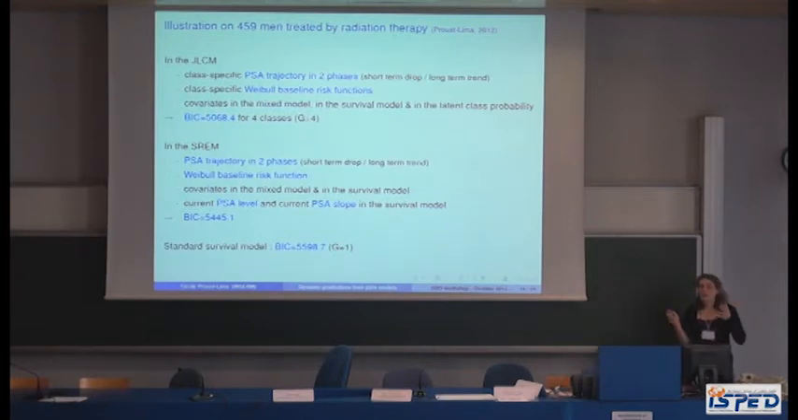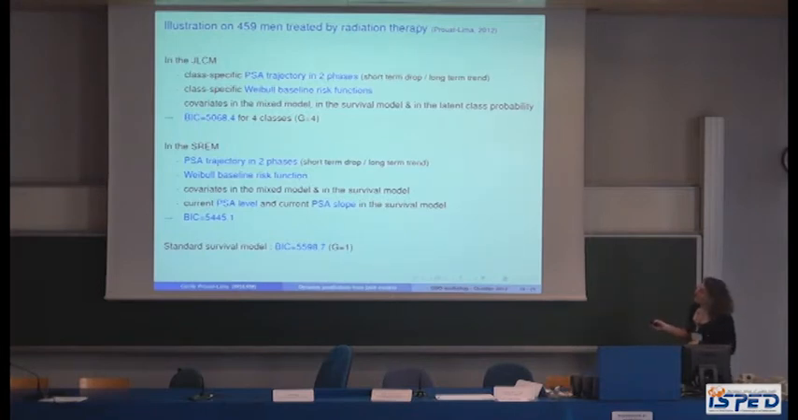I put covariates everywhere in the models and did not do any selection. For the shared random effect model, I assume a dependency between the PSA repeated measures and the time to clinical recurrence according to the level of PSA and the current slope of PSA, as Dimitri showed you previously.